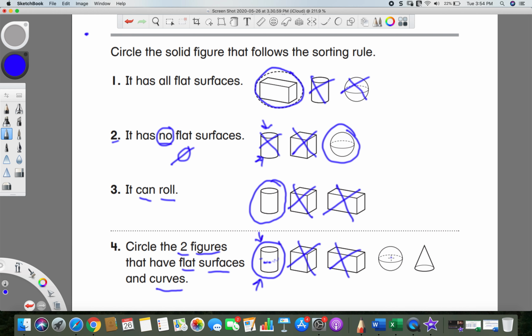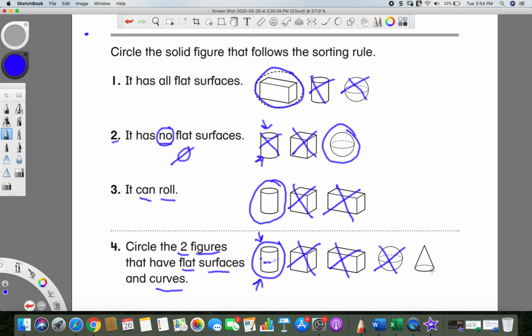What about a sphere? It has curves, so we know it can roll around. But does it have flat surfaces too? It doesn't, because it's round all over it. There's no flat parts, so it cannot be a sphere.